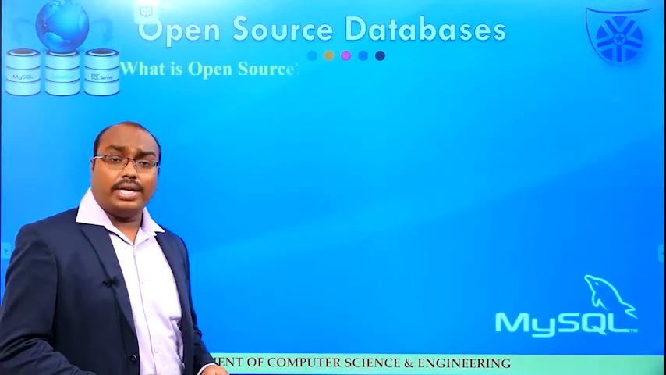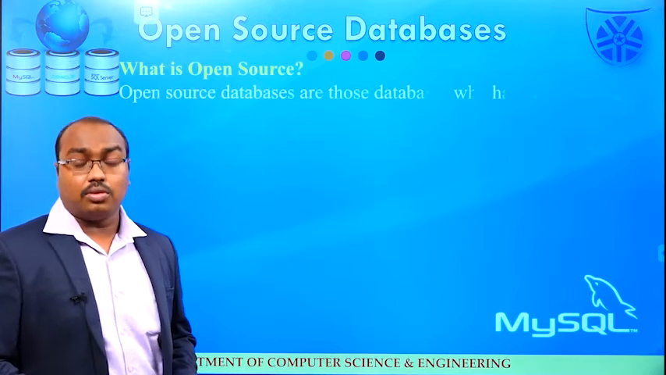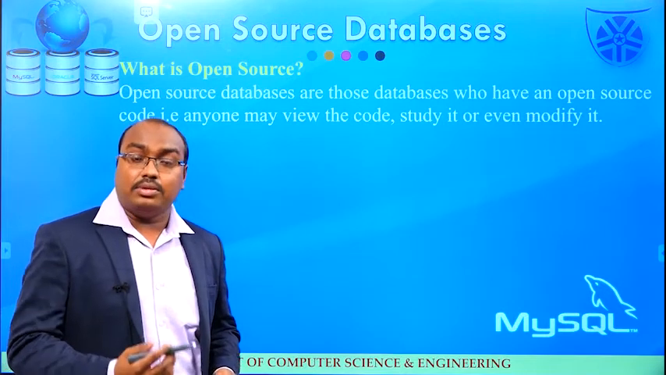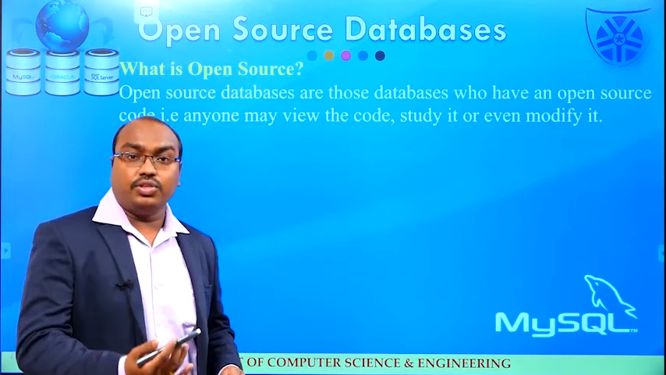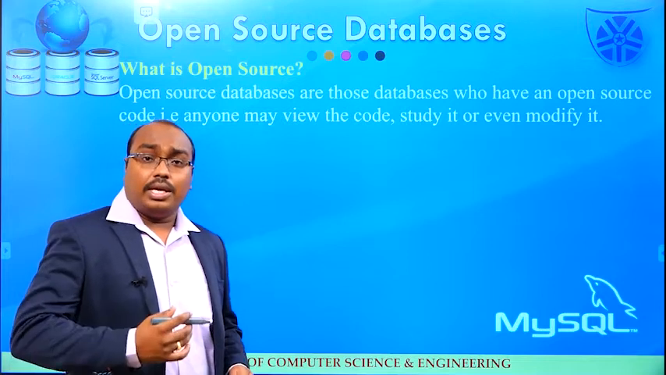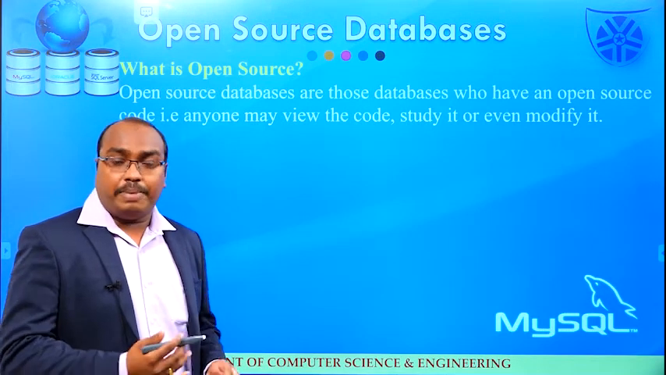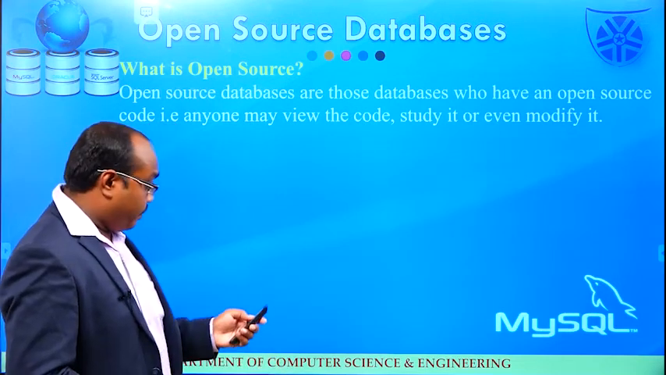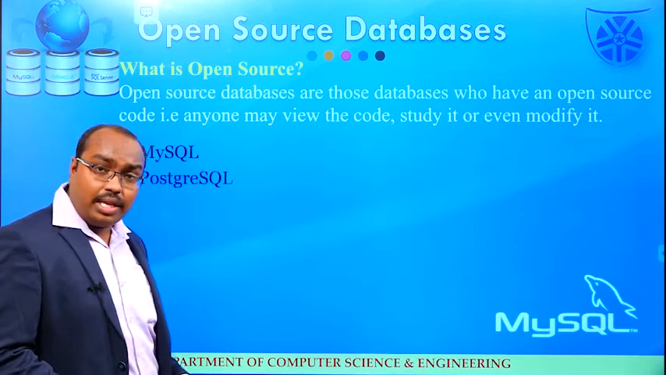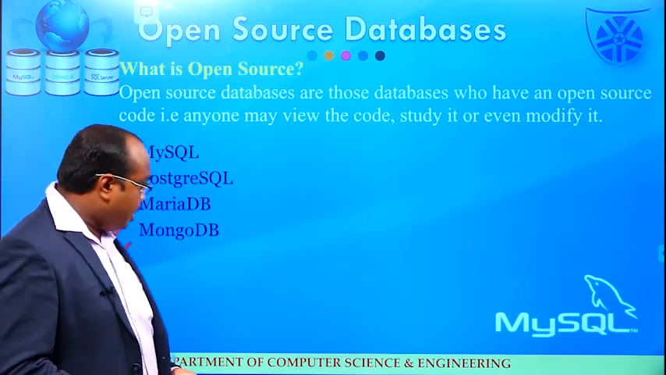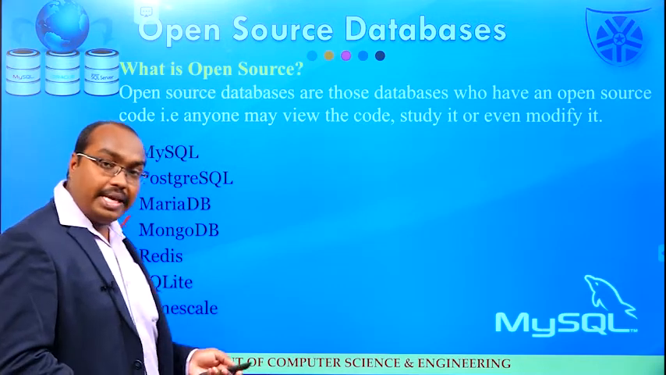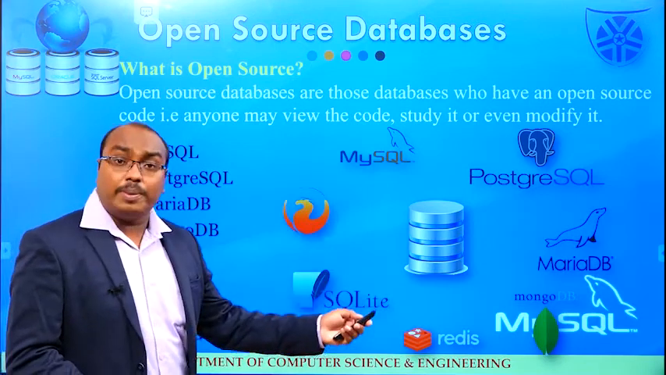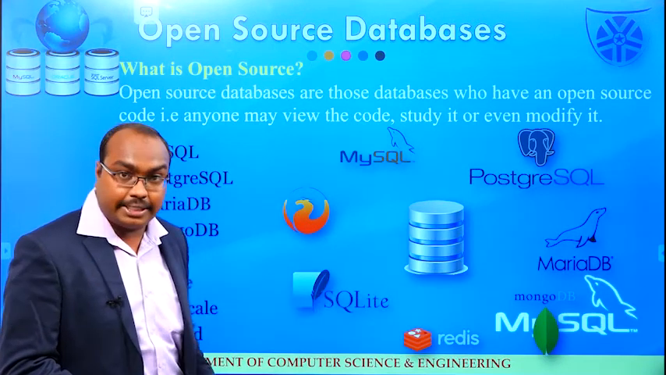So first of all, what is open source database? An open source database means it is freely available on the internet. We simply download it and use it for our needs. In the market, there are plenty of open source databases available. For example, MySQL, PostgreSQL, MariaDB, MongoDB, Redis, SQLite, and Firebird. So these are the different types of open source databases available in the market.